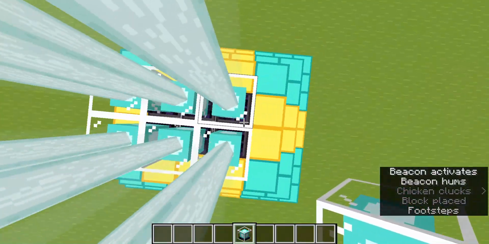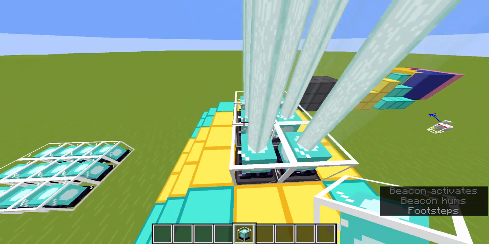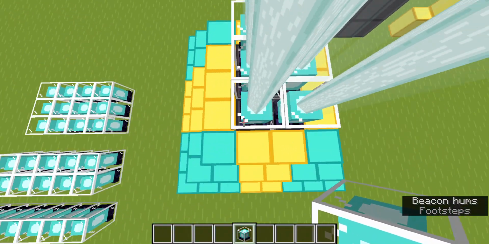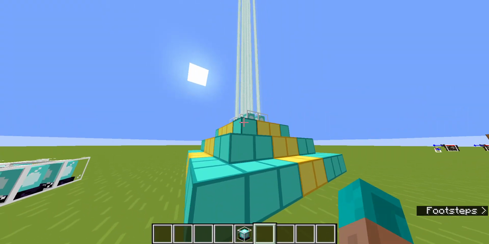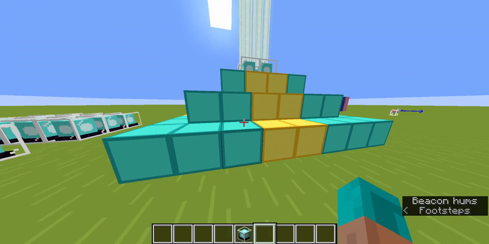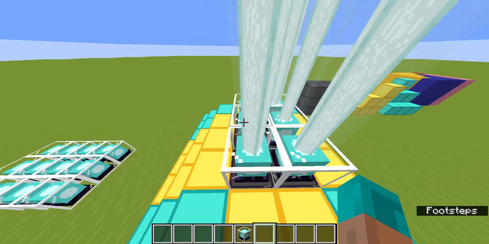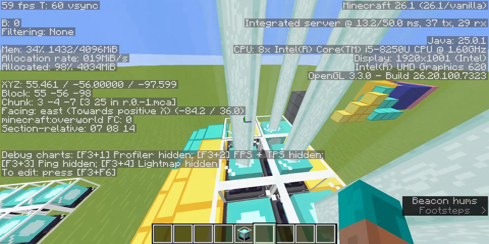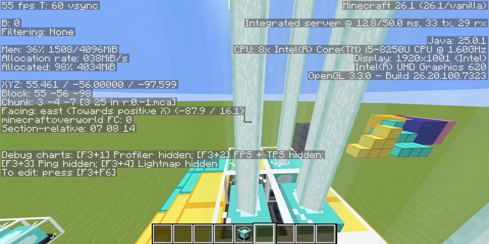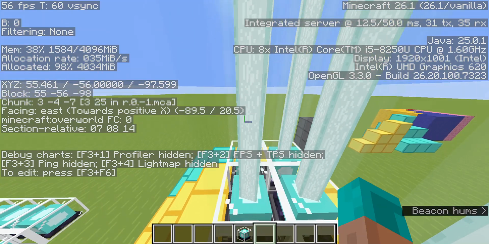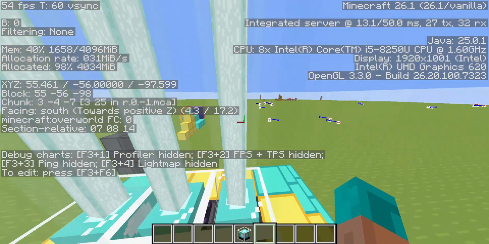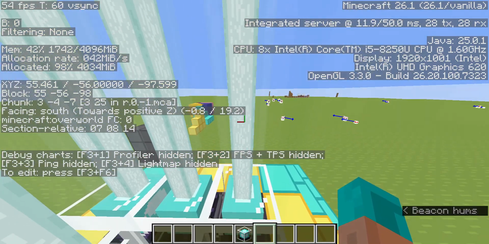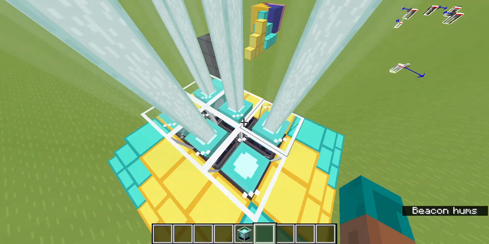So the three variables that the beacon formula uses. First is the amount of layers of the beacon. In this example, I have three, and the amount of beacons on the x and the z axis. So I have three beacons on the x axis and two beacons on the z axis. So I have six beacons.